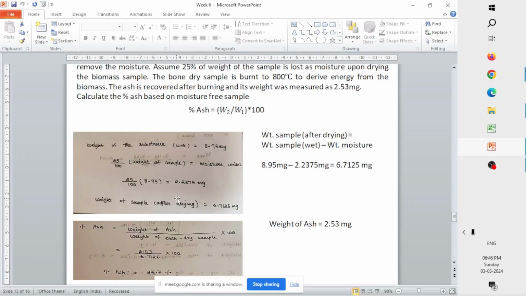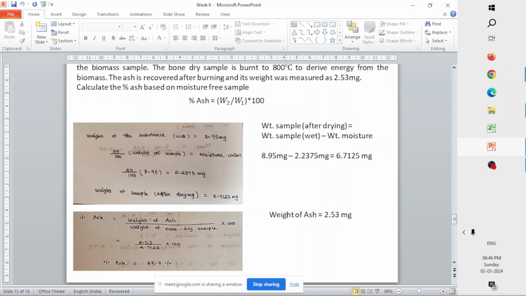So the percentage of your ash is nothing but the weight of your ash divided by the weight of the oven dry sample, which is 2.53 divided by 6.7125, which is your weight of the bone dry sample, into 100.